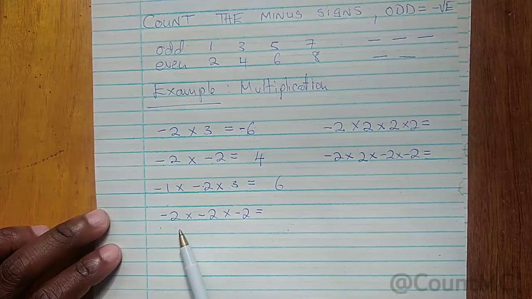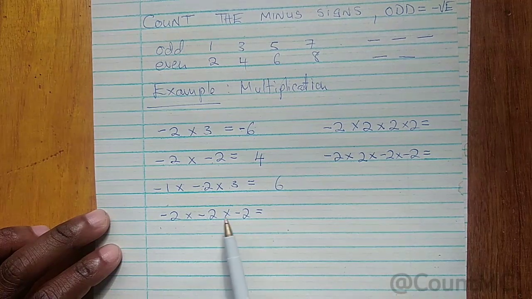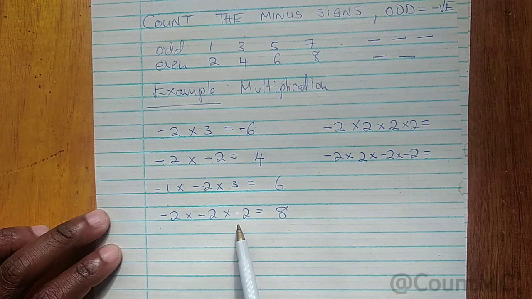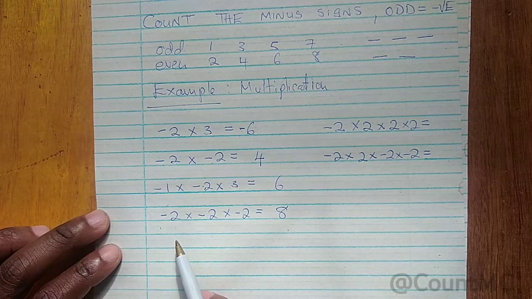So the next one, minus 2 times minus 2 times minus 2. Multiply the numbers first. 2 times 2, 4 times 2, you get an 8. Then just check how many negative signs we have. 1, 2, 3. 3 is an odd number.